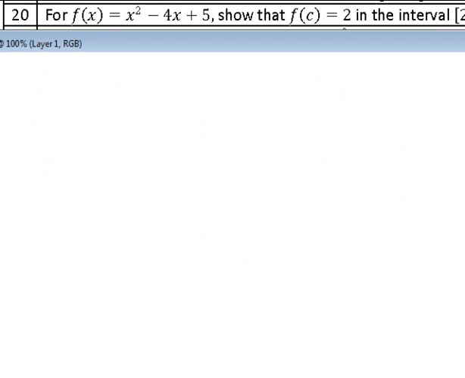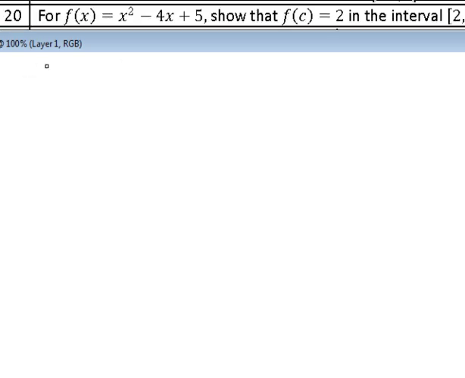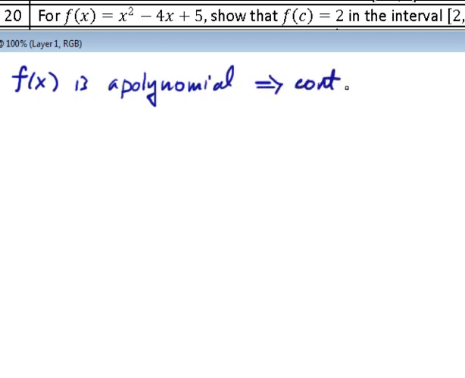In number 20, we have a quadratic function, x squared, and we want to show that f of c is equal to 2 in the interval 2, 5. And this time we do want to find the value of c. All right, so first of all, we have to start by saying that f of x is a polynomial, so it's continuous. Okay, we're looking at the interval 2, 5.